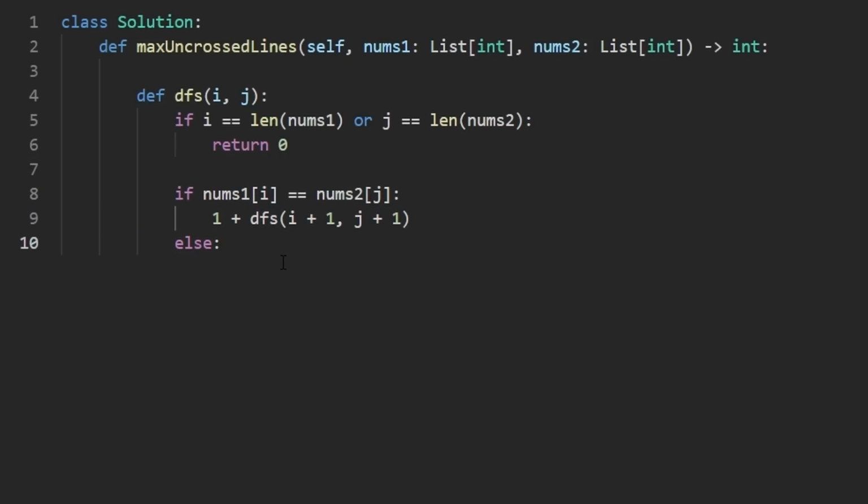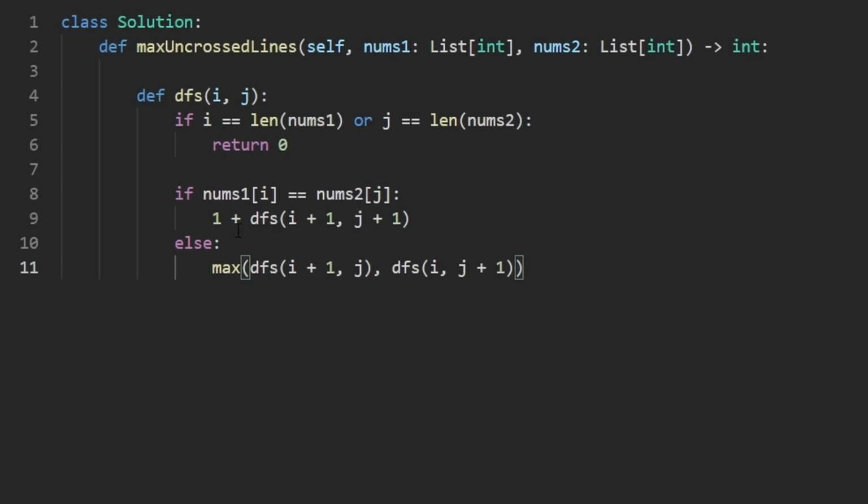Now, the other case is if they do not match each other. This one's a bit more complicated because we do have to branch. We have to call DFS 2 times. The first time we call it, let's say we just want to increment pointer i and leave j the same. The second time, maybe we want to leave i the same and increment j. But whatever these two return, we want to return the maximum of them because that's what we're trying to do. We're trying to find the max uncrossed lines. So this is the brute force approach to do exactly that. I guess these are short enough that I can put them on one line.